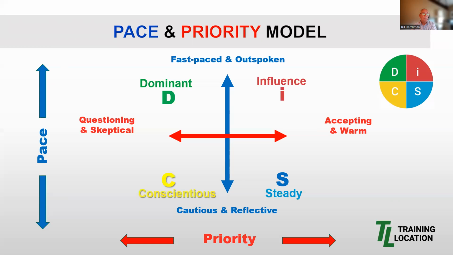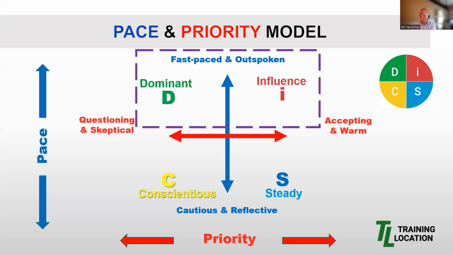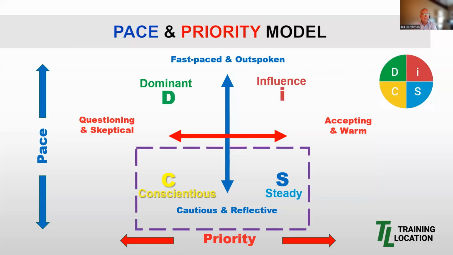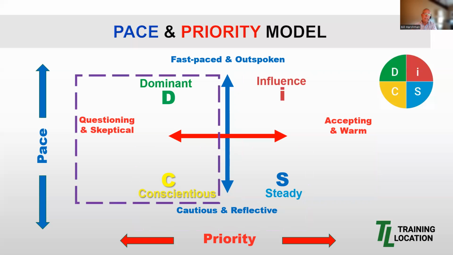Now, this simple model helps to point out which styles share pace or priority or neither with another style. For example, the D and the I occupy the top half of the pace continuum. They share that. The I and the S occupy the right half of the priority continuum as they share that. The C and the S each occupy the bottom half of the pace continuum, and the C and the D each occupy the left half of the priority continuum. So we can see the styles which share either pace or priority.